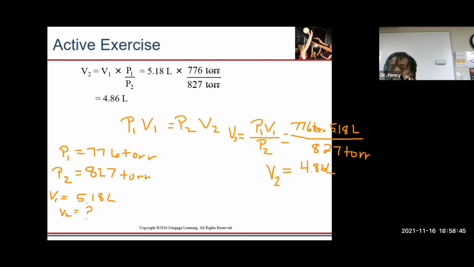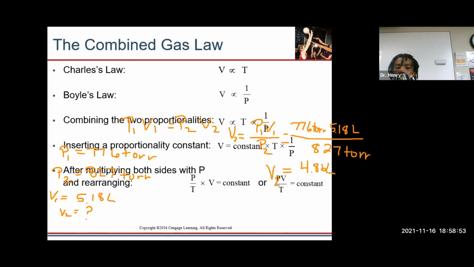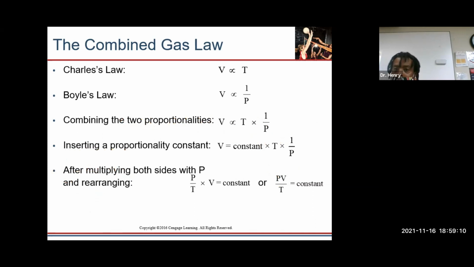Okay. Questions? Concerns? So we've talked about Charles's law. We talked about Boyle's law. And what they've done is basically establish what they call the combined law, right? So with the combined law, just let me clear this again. Sorry, I get carried away.